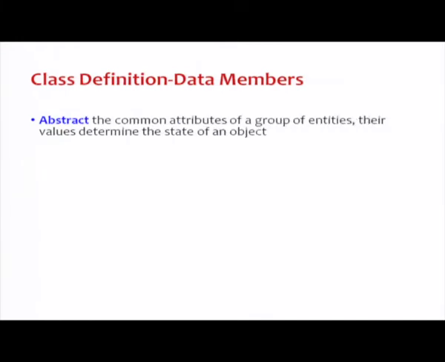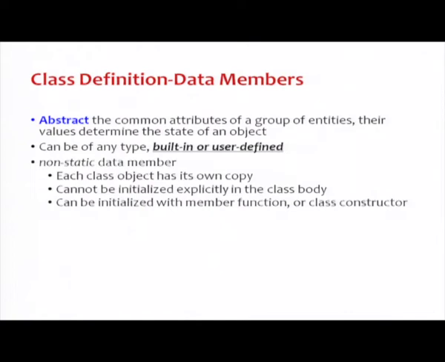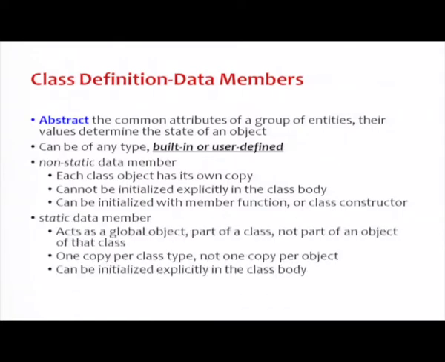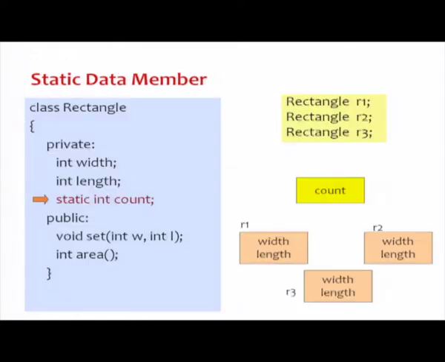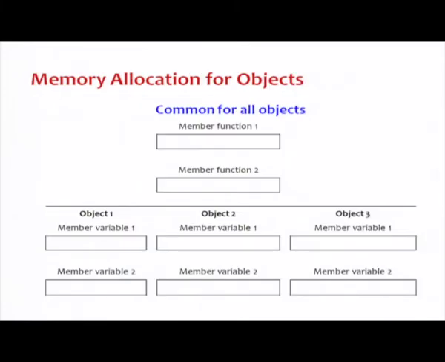Abstract the common attributes of a group of entities, their values determine the state of an object. We will come back again to this. I am just giving you a quick example of what it is that we are talking about when we say it is a class of rectangles, out of which a rectangle of your choice is what we are defining using an abstraction, using an idea called class. How do you identify the classes, objects? That is the puzzle.